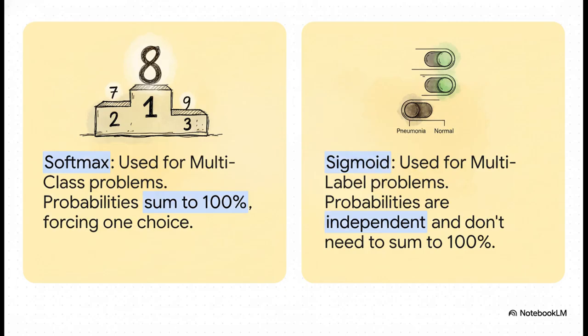Think of softmax as the one for multi-class problems. It looks at all the possible labels together and forces them to compete. It turns their scores into probabilities that all have to add up to 100%, basically forcing it to place its biggest bet on a single winner. Sigmoid, on the other hand, is for multi-label. It treats every single label like its own little yes or no question, giving each one an independent probability.